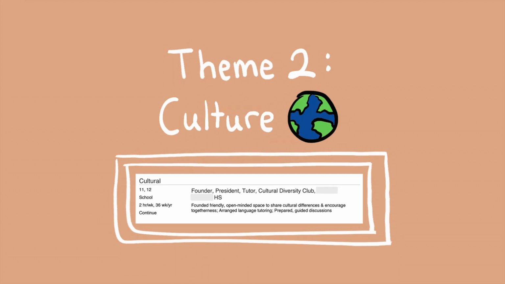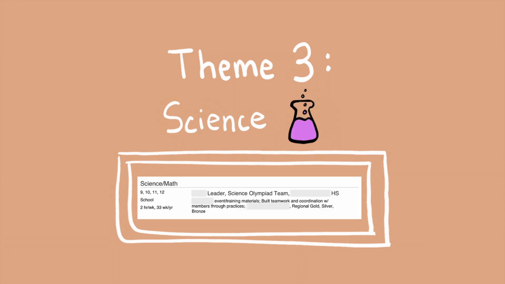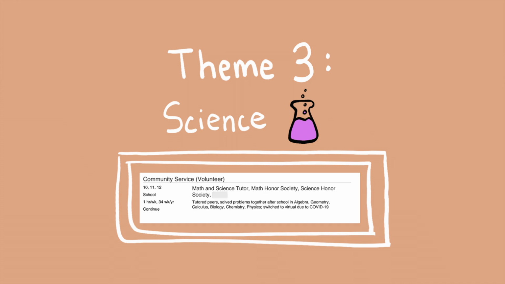This activity shows another aspect of my theme, which is my passion for promoting cultural diversity in my community. I participated in this activity for my junior and senior years because I founded this club right before junior year. To show my passion for science, I included this activity. And to show my passion for science and math in another way, I included this volunteering activity.